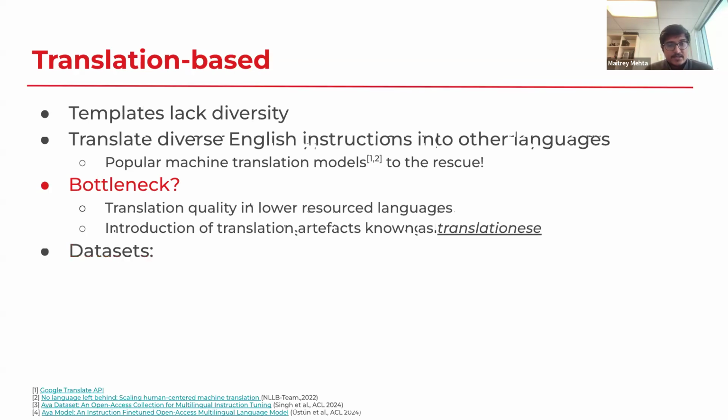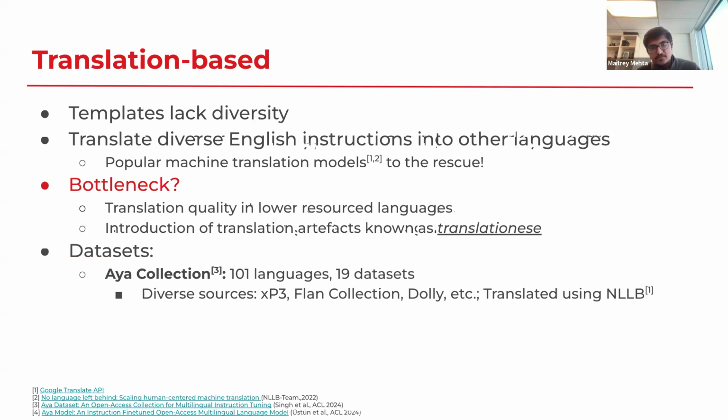There are data sets that exist. So the Aya Collection, which has templates as well, but has translations as well, and they translate for 101 languages, and they do it for 19 instruction fine-tuning data sets that were originally there for English. In the Aya Collection, they use diverse sources. They use xP3 that we saw. They use another fine-tuning collection called Flan Collection, and Dolly and things like that. And they use a translation system to get this data in the 101 languages that they consider.